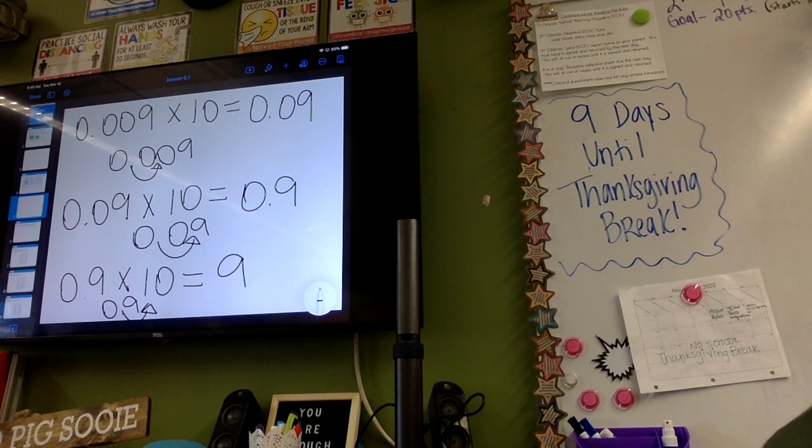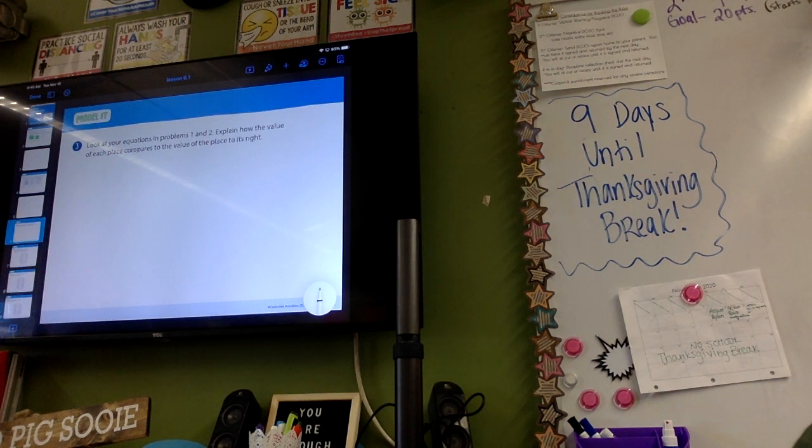Okay? All right. Let's look at this one, number 3. It says, look at your equations in problems 1 and 2. Explain how the value of each place compares to the value of the place to its right. So let's look at number 1 first. What number did we write in those blanks? So it's 10 times that number, right? What about number 2? What number did we write in the blank? 10. So it's 10 times that number.